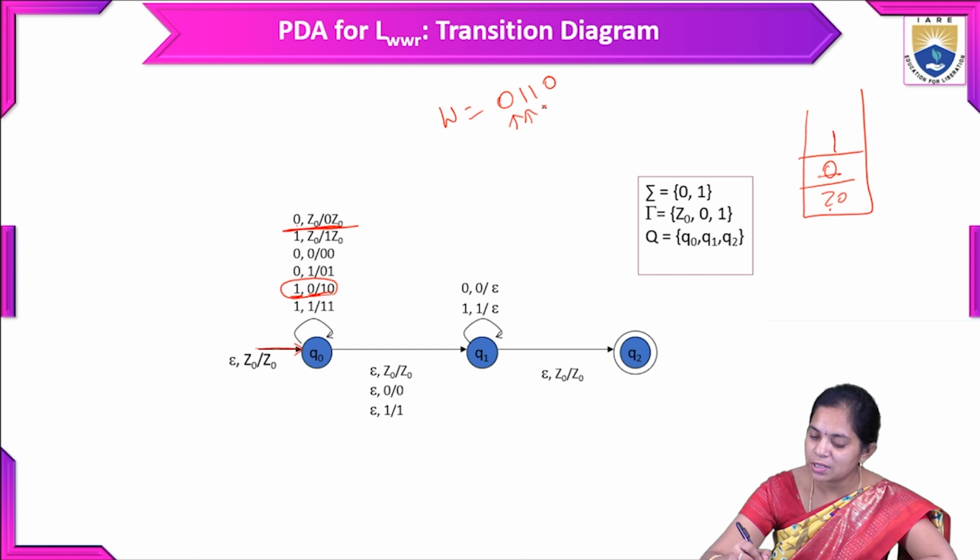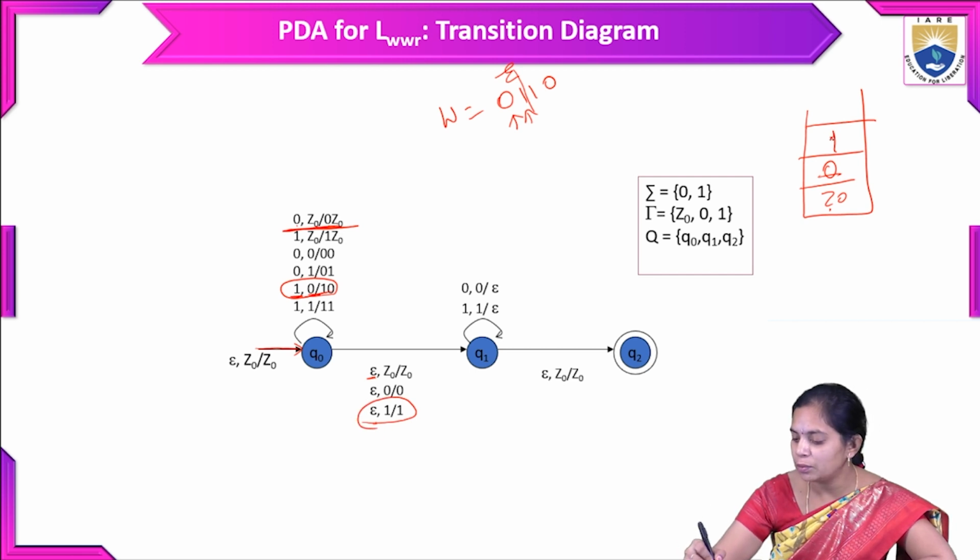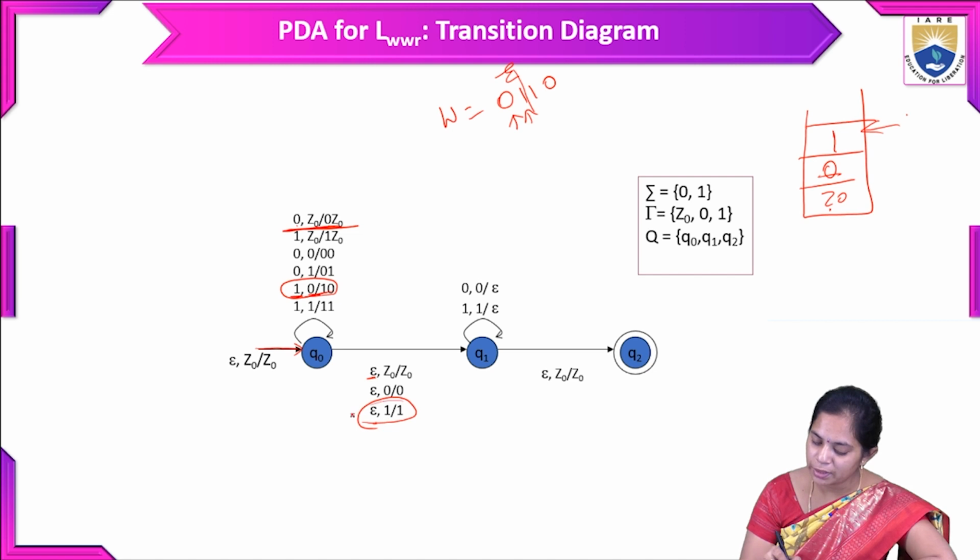Next, we divide the string and the empty string appears from Q0. The top of the stack symbol is 1. So here we have to remain in the same state. So this is done, and next it reaches Q1.